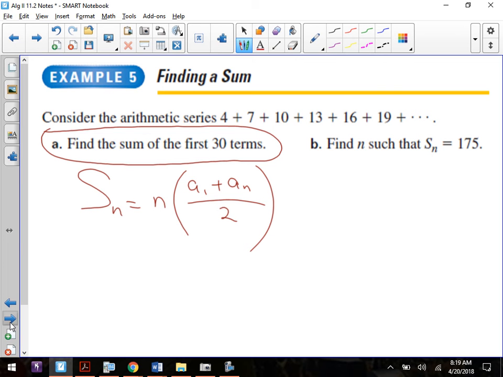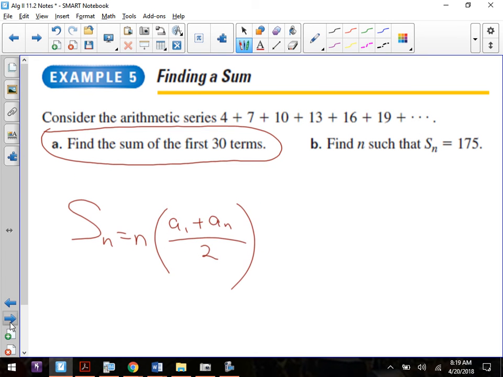What this is asking me to do is find the sum of 30 of them, which means my n value is 30. I know what my first term is, but I don't know what my 30th term is. With this style of problem, and when we get to geometric, no matter what, you're going to want to write out the formula for the nth term, because you're going to have to reuse it later. So first, I'm going to write the rule for the nth term.